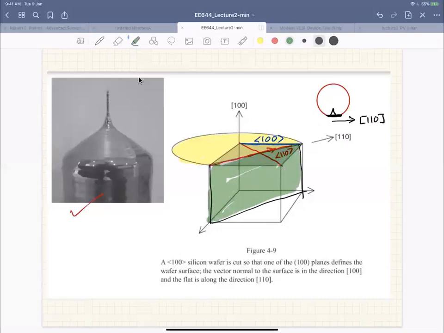The 100 planes are perpendicular to each other. But it depends on the way you have diced and cut your wafer. Because you have defined the 100 direction and the flat direction, the 110 plane will be perpendicular to this surface. Here the yellow is the surface. The yellow surface is your 100 plane, and 110 will be perpendicular.